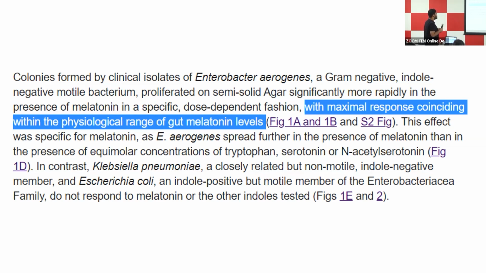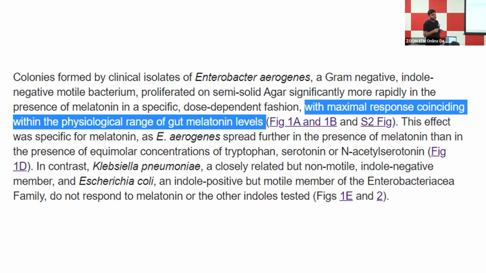And this effect was specific for melatonin, as this aerogenesis further spread in the presence of melatonin than in the presence of equimolar concentrations of other things like tryptophan, serotonin, or N-acetyl serotonin. Importantly, serotonin, I think, is a precursor for melatonin. In contrast, other bacteria which are closely related did not show any kind of oscillatory or growth behavior when exposed to high melatonin levels.